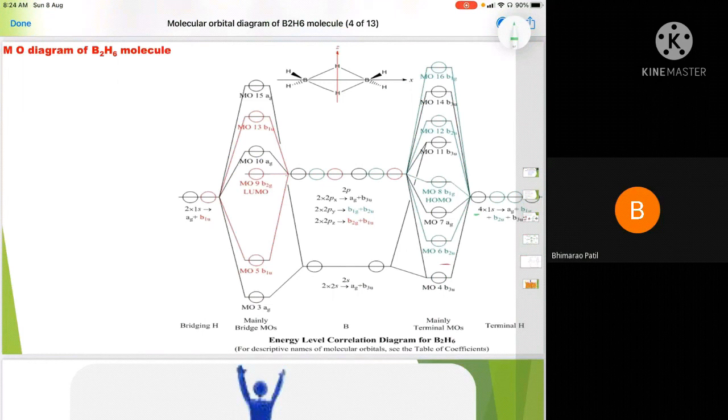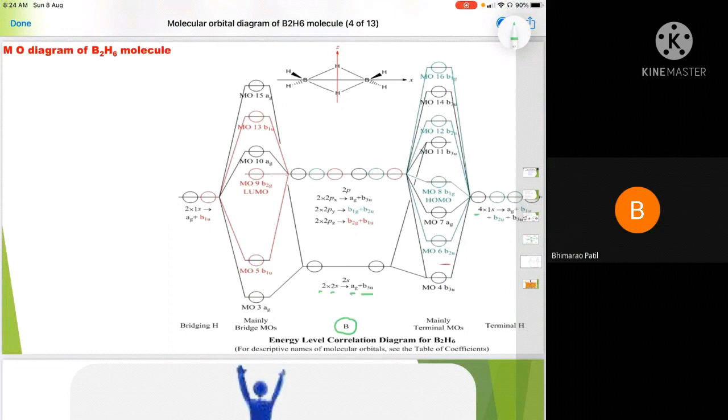Then you go to the boron. How many boron atoms are present in B2H6? That is 2. Each boron contributes a 2s atomic orbital and 2p atomic orbitals. So the 2 into 2s, the two 2s atomic orbitals, are combined to form two hybrid orbitals, that is Ag and B3u.